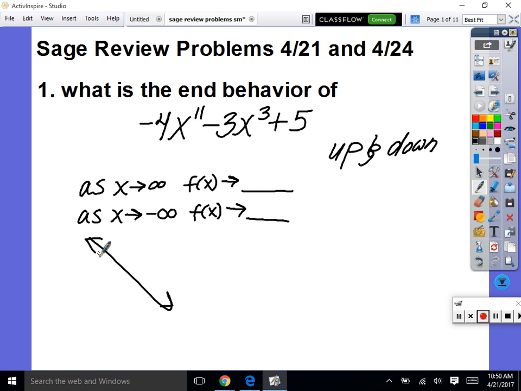So then as x is approaching positive infinity, f of x is approaching negative infinity. I always have to draw a picture to make sure I get it right. As x is approaching negative infinity, f of x is approaching positive infinity. Don't miss that one on the test. Okay, all good? Next one.